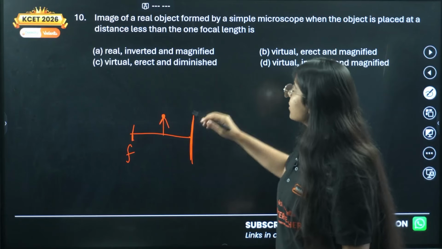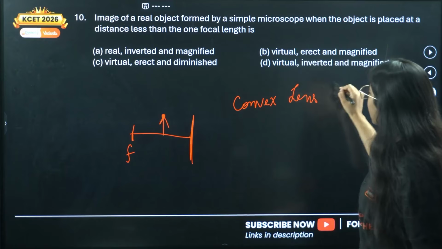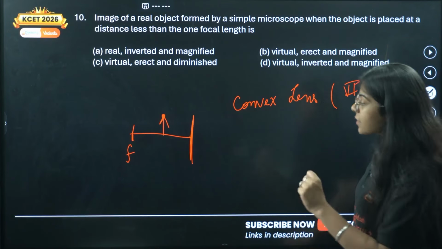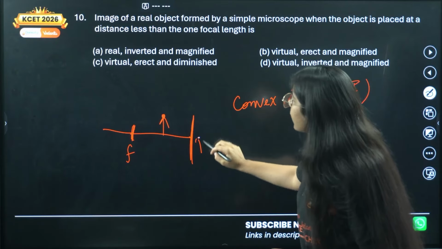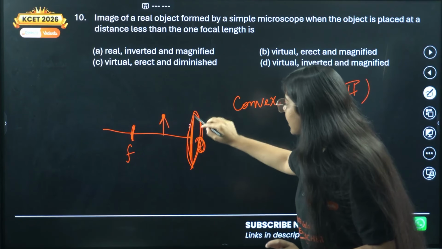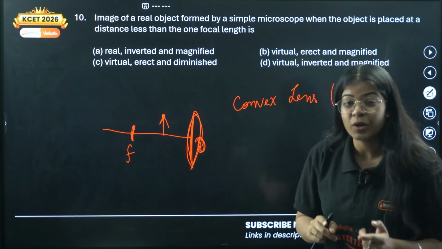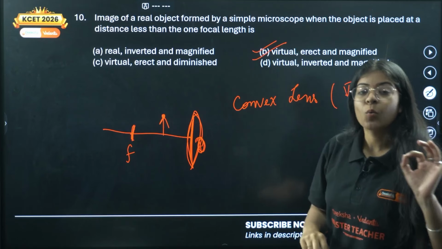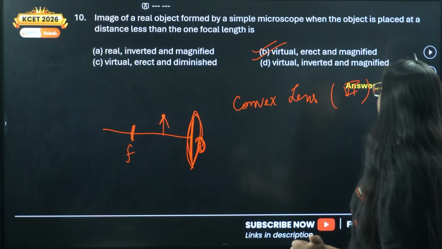So in case of convex lens, the last part, the sixth part, which is the exceptional one, this is the same. The object is placed between focal length and the pole, or the optical center in case of convex lens. This is my convex lens, this is the optical center. So in that case, my image formed is not real and inverted, it is virtual, erect and magnified, not diminished. Virtual, erect and magnified. Understood? Okay, next question, and answer is B.